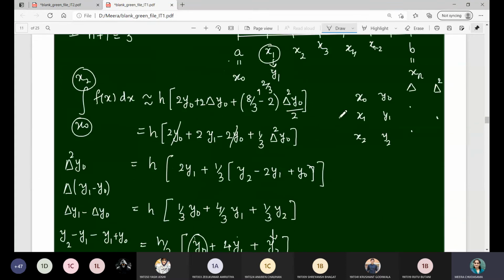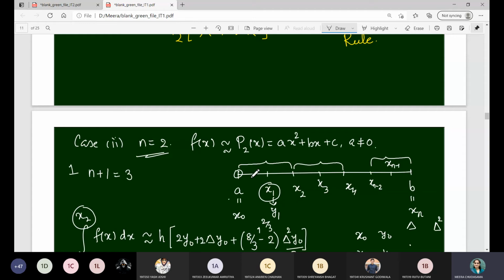Why do we call it 1/3? Because in each subinterval, you have taken 3 nodes. Each subinterval has 3 nodes, then for the next subinterval x2, x3, x4, similarly, right? So that's why this is called the Simpson's 1/3 rule. From this, I hope that you have a clear-cut idea about this Simpson's 1/3 rule.